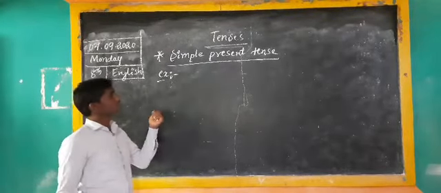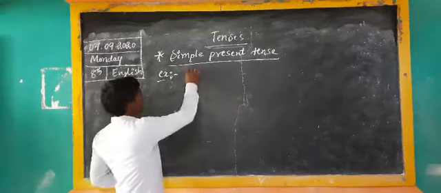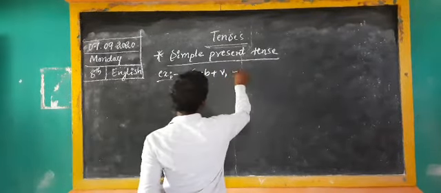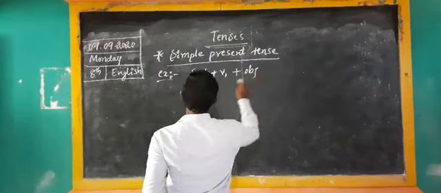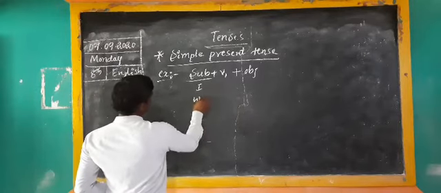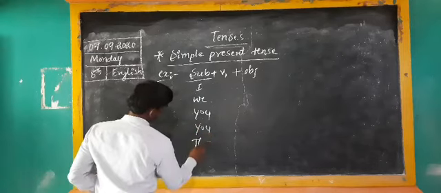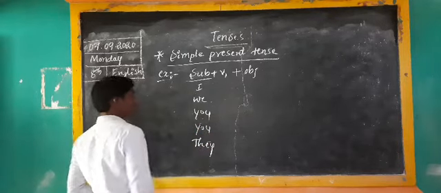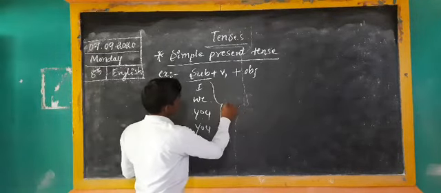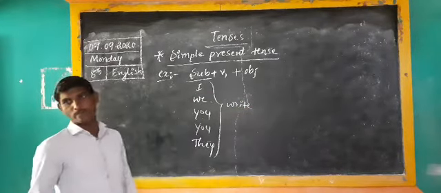here this simple present tense contains two kinds of formulas. First one is subject plus V1 plus object. Here, in the place of subject, we use I, we, you and they. These pronouns keep the same word. There is no change in the main word.